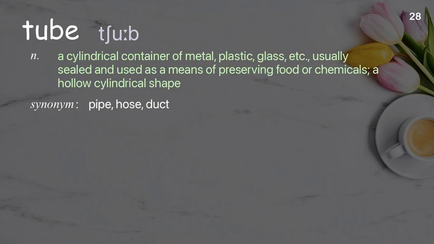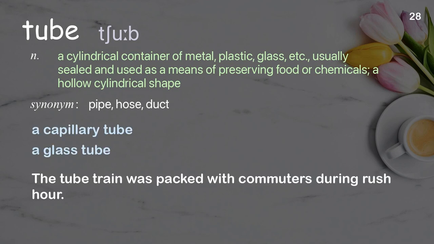Tube. A cylindrical container of metal, plastic, glass, etc., usually sealed and used as a means of preserving food or chemicals, a hollow cylindrical shape. Examples. A capillary tube. A glass tube. The tube train was packed with commuters during rush hour.